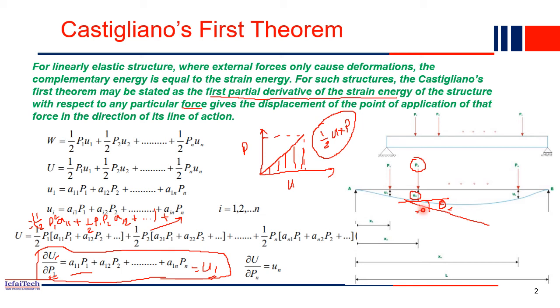Our main objective is to find out deflection and slope both. So deflection, we know how to do that. Now let's do it for slope. For slope, this entire strain energy has to be derived with respect to moment M1.